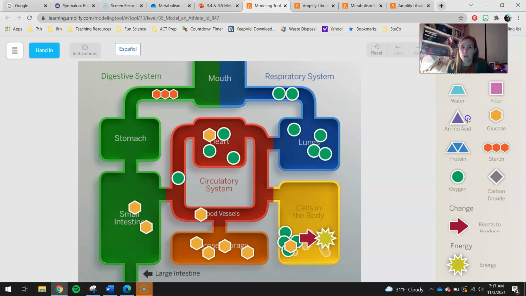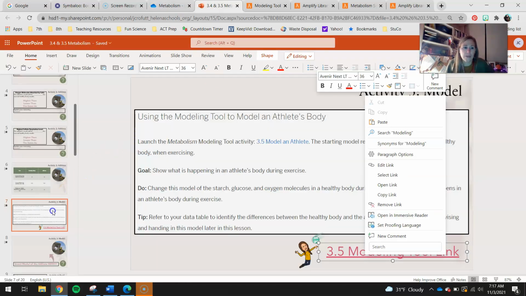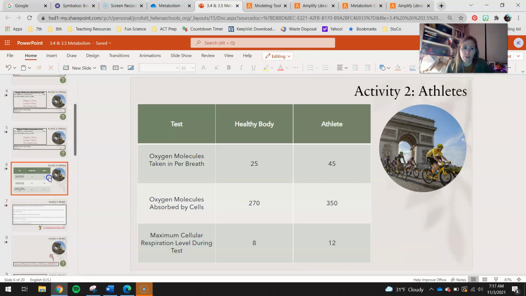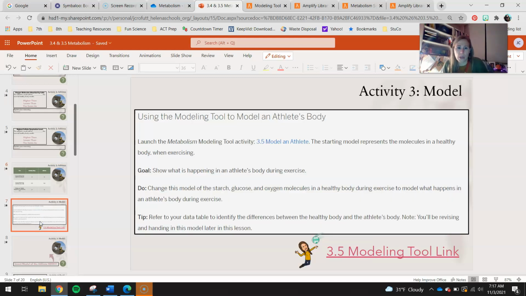Okay, so what you guys are going to do is you're going to modify this model of the regular human body to make it look like an athlete's body. That being said, if you guys need help, you can refer back to these 3 factors that we looked at in this data table on slide 6. Okay, your goal, show us what is happening in an athlete's body during exercise.